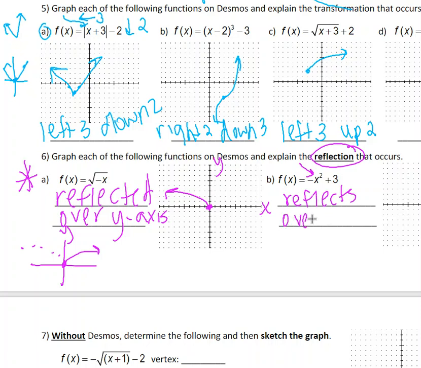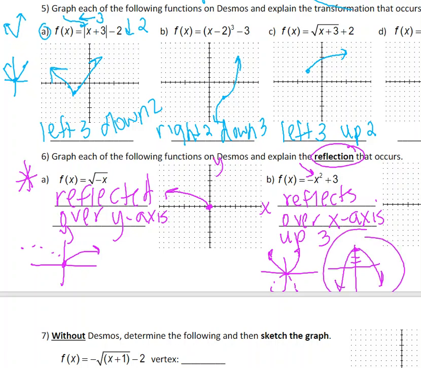over the x-axis. So this also has an upshift of 3. So a normal quadratic looks like this. Reflecting over the x-axis makes it go like this, and then I would shift up 3. I don't know how to move this. I have to figure that out, you guys, so I can't really get to my graph, but here it is. You would go up 3, and then it would be reflected downward. So that's the graph for this one.